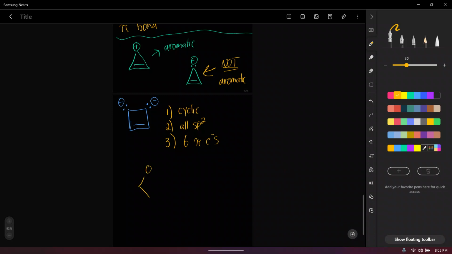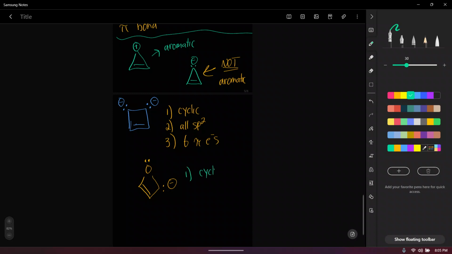Let's see if I make it with oxygen. So I could put maybe a double bond there. I'll put a lone pair here. Okay, I could also maybe do something like this, right? Okay, 1, 2, 3, 4. Yep. So this molecule right here would also be aromatic.